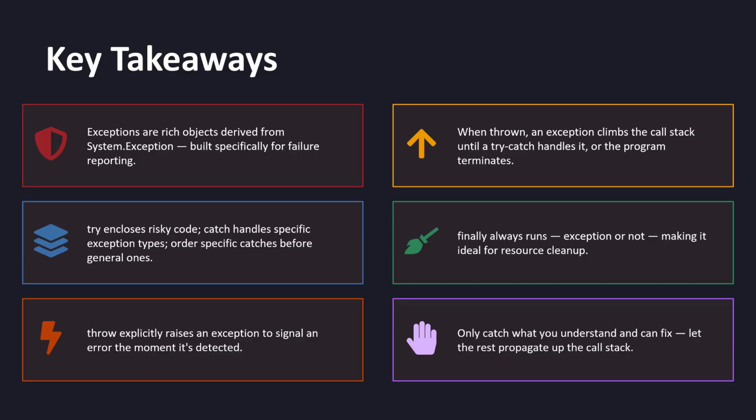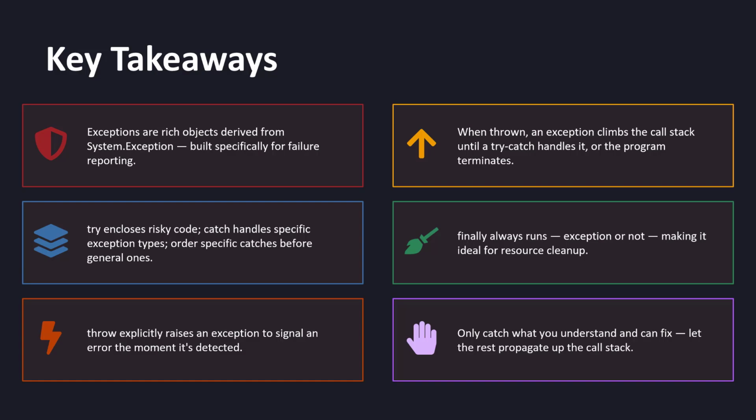Finally always runs, but it's optional. So if there's an exception, finally runs. If there's not, finally runs, but you do not have to put a finally block if it doesn't make sense. So this makes it the right place for cleanup code like closing files or connections, but if you're just wanting to handle the exception and then move on, you don't need a finally block.